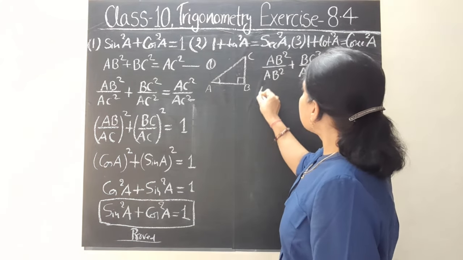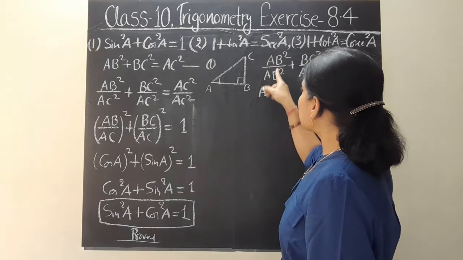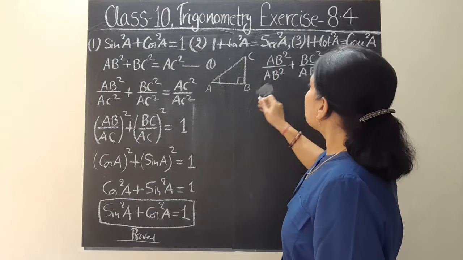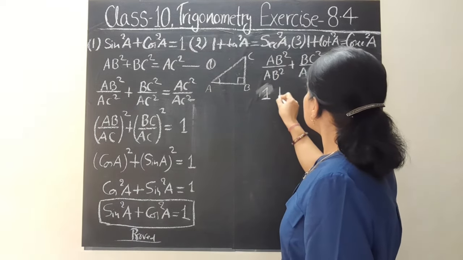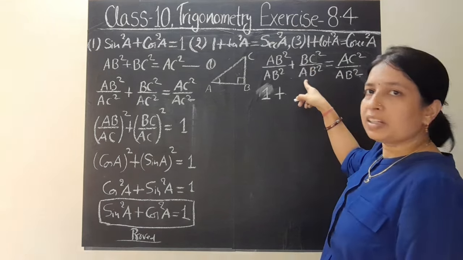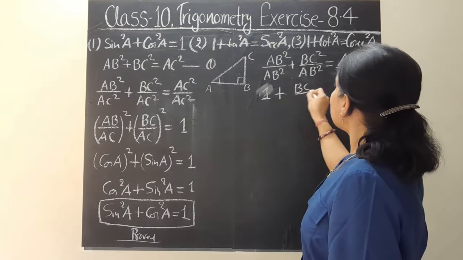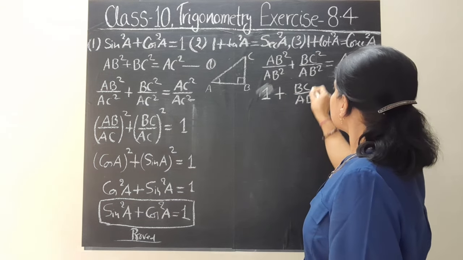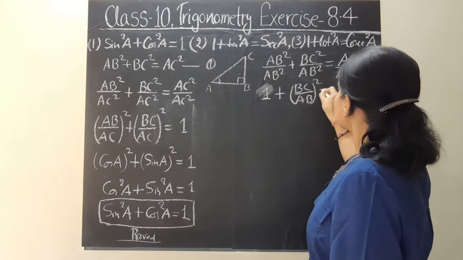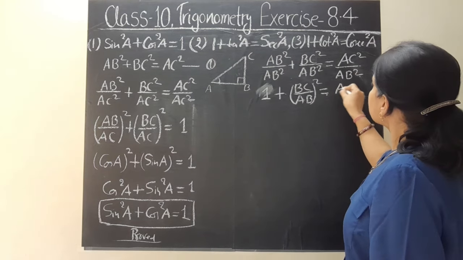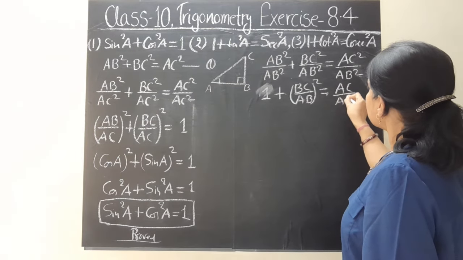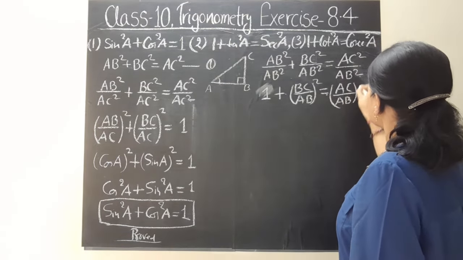For this we can write AB square divided by AB square. So write directly it is 1 plus BC square divided by AB square. So write here BC by AB whole square. Here it is AC by AB whole square.